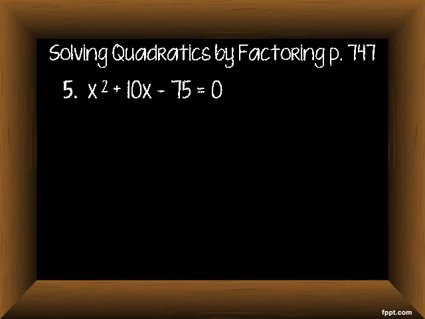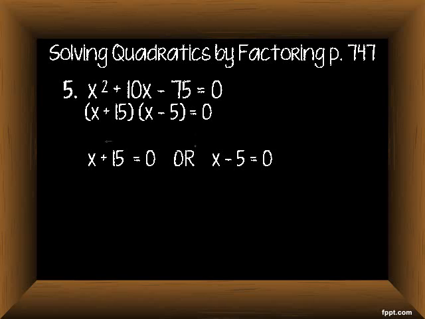Number 5. Again, this is already equal to 0. We don't have to manipulate the equation at all. We just need to factor it. Set each factor equal to 0. And solve for x.